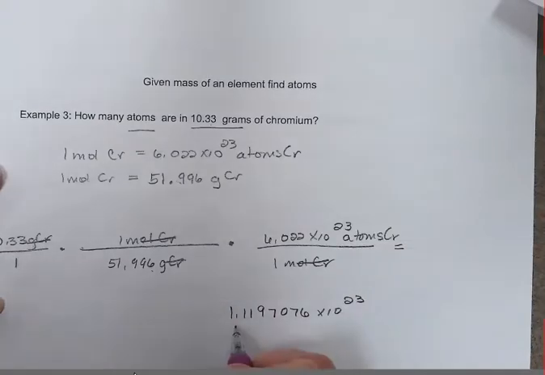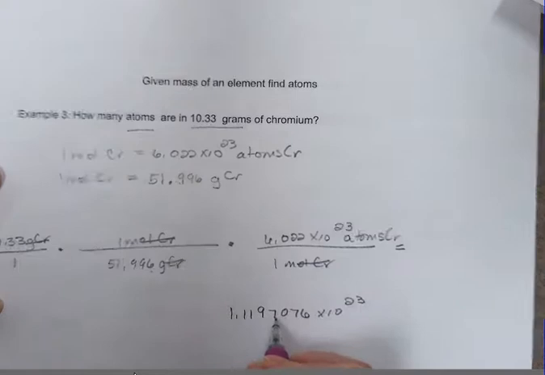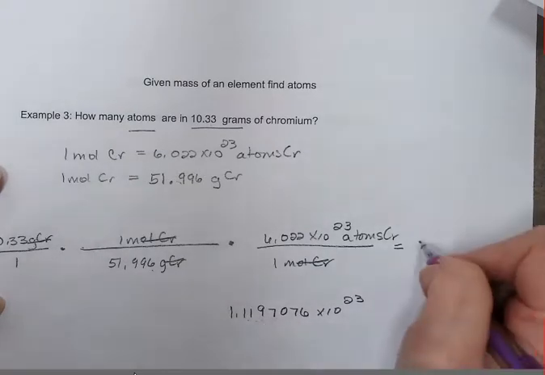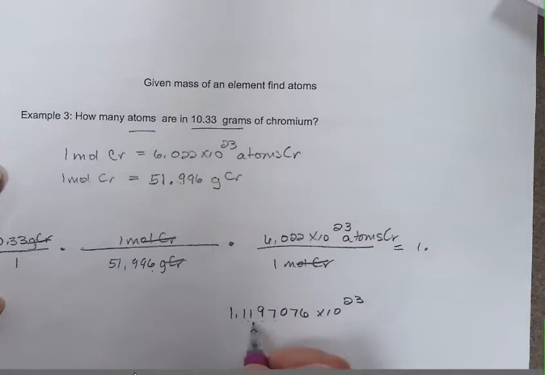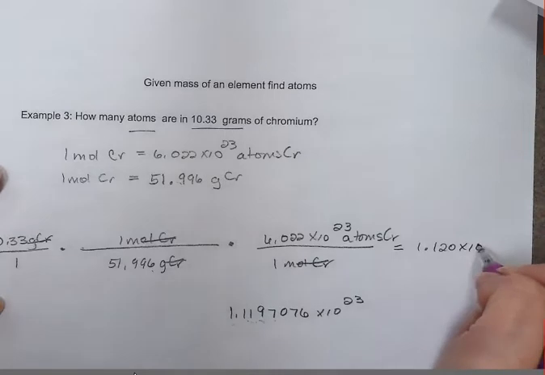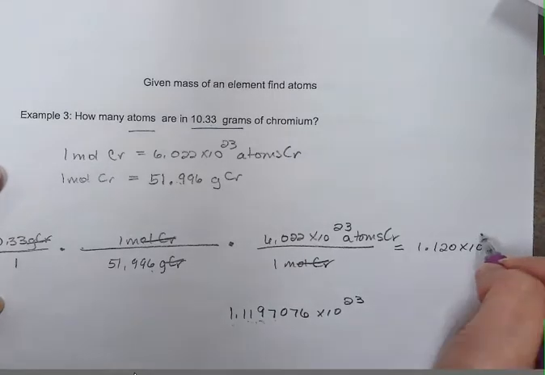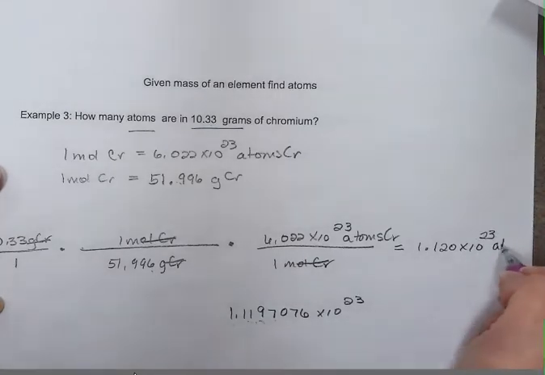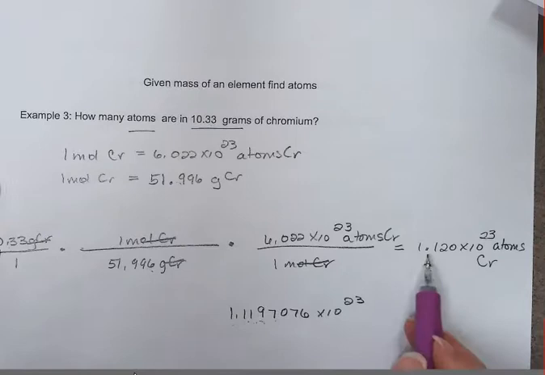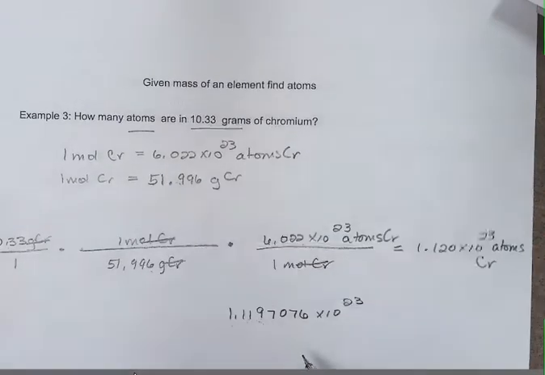We have 1, 2, 3, 4 significant figures. Look to the right, round up. Since we're adding 1, we're going to have to add 1 and add a 0. And that is positive 23. Okay, so in 10.33 grams, which is less than a whole mole, I have less than Avogadro's number.